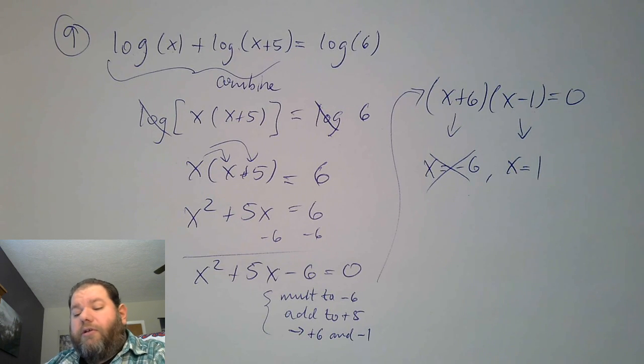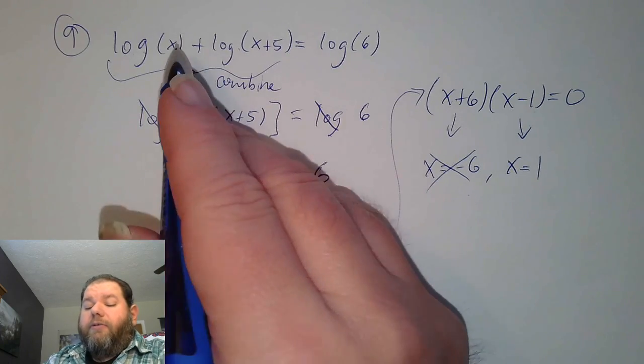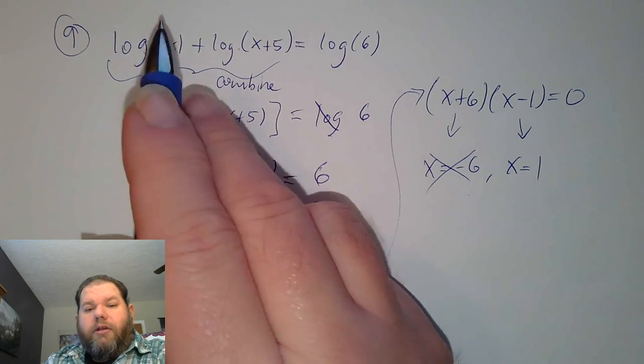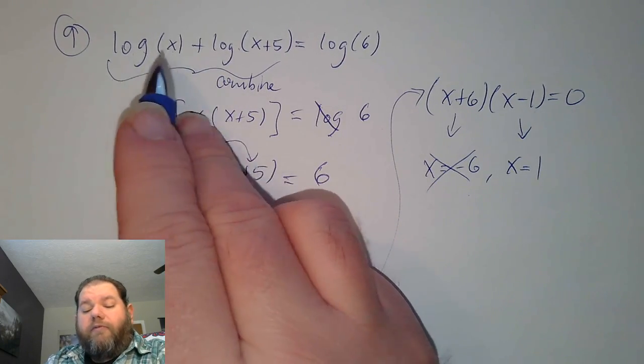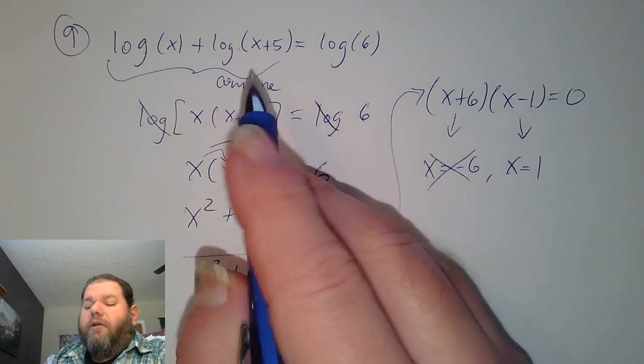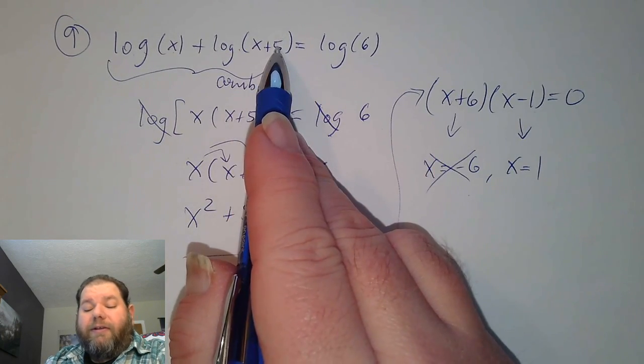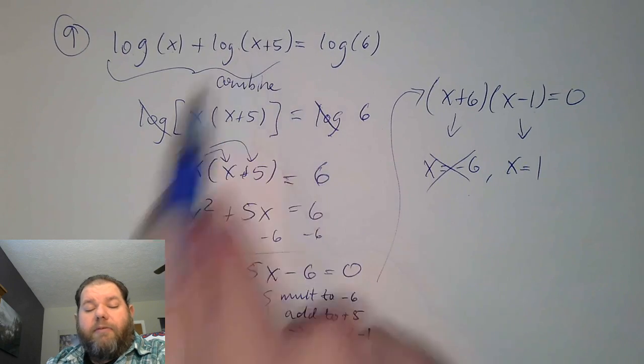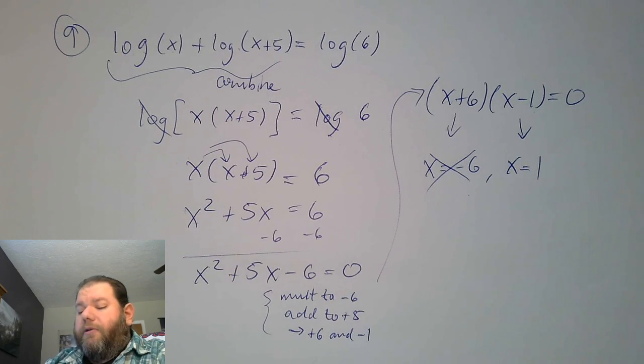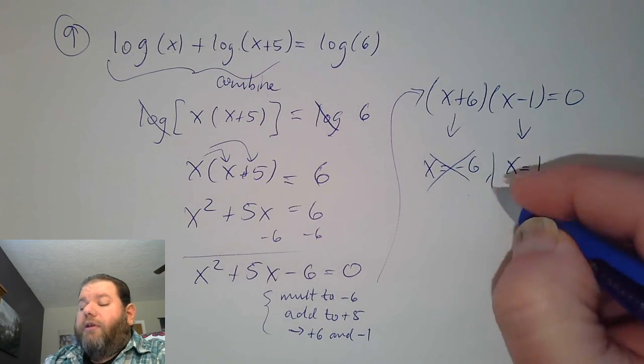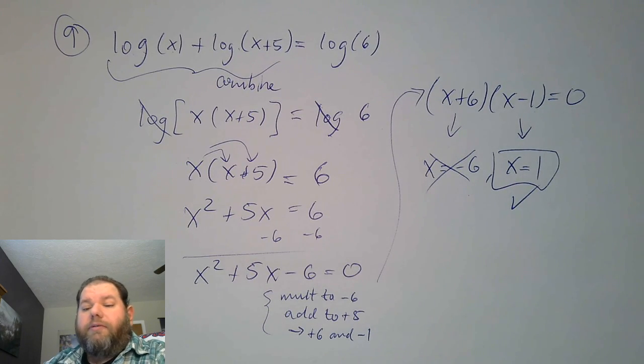It doesn't work. The other question is, well, does 1 work? Well, if we plug in x equals 1, we get log of 1. 1's a positive number, so that's a valid logarithm. 1 plus 5 is 6. Log of 6, that's a positive number, so it's a valid logarithm. So 1 is a good solution, and it is our only solution.